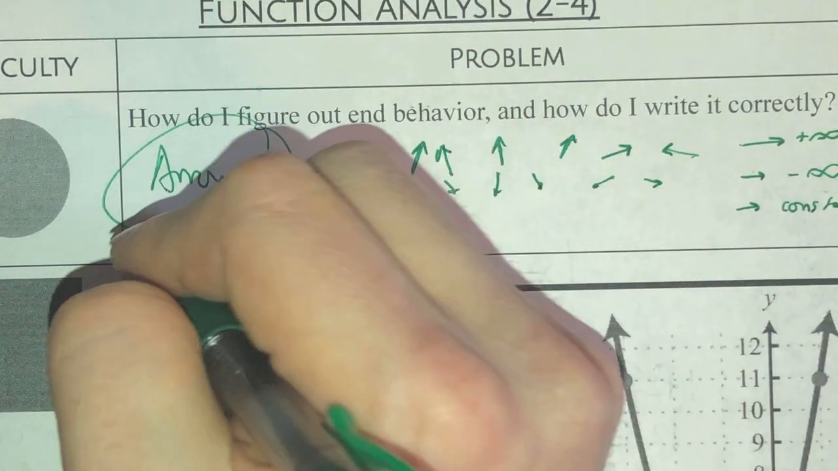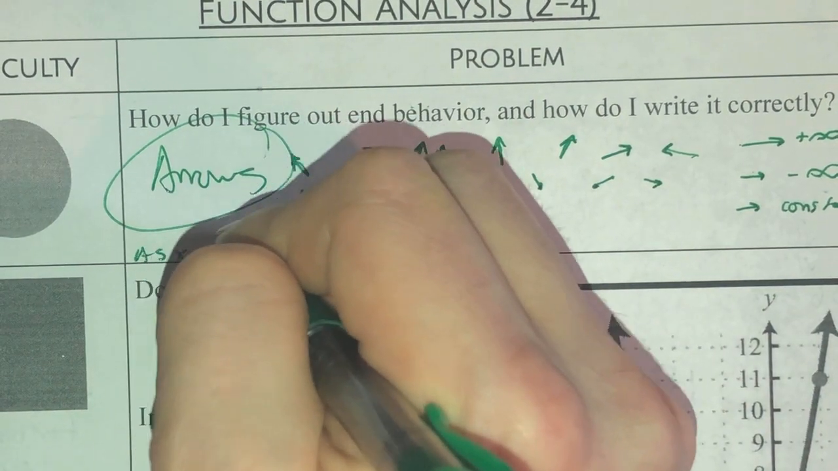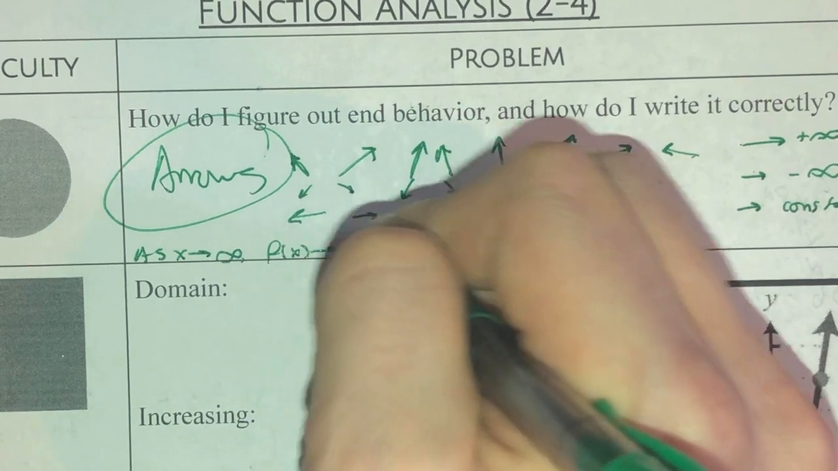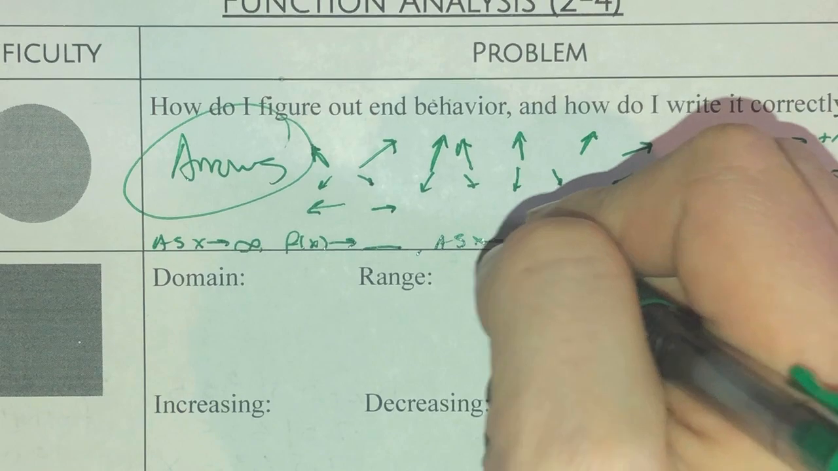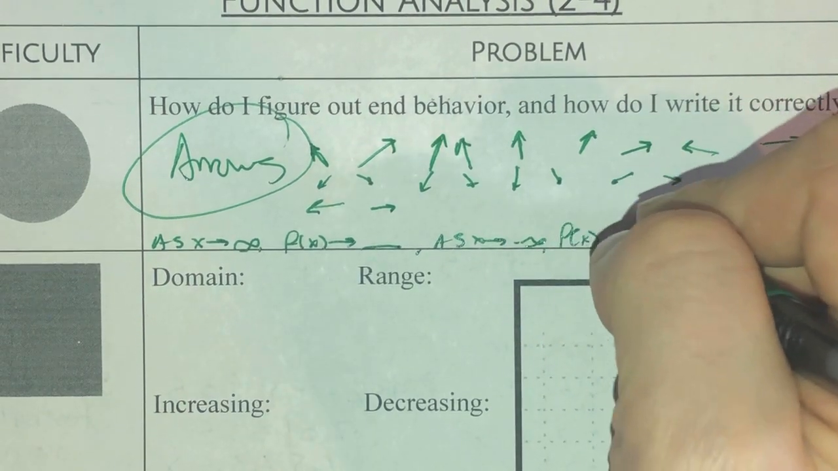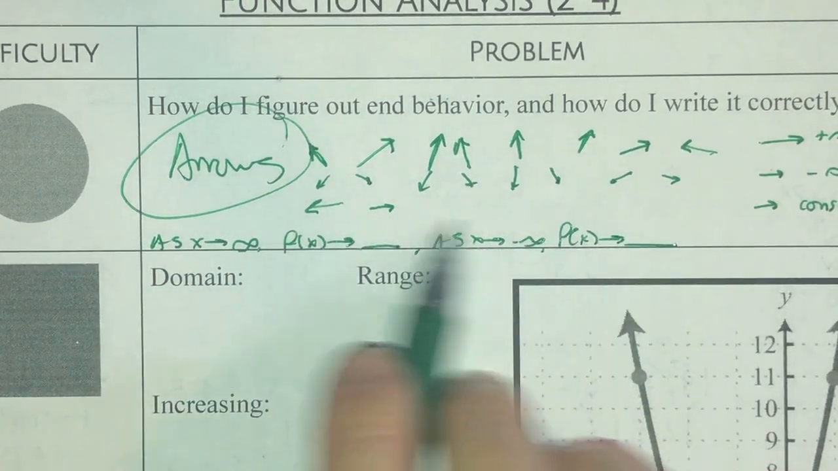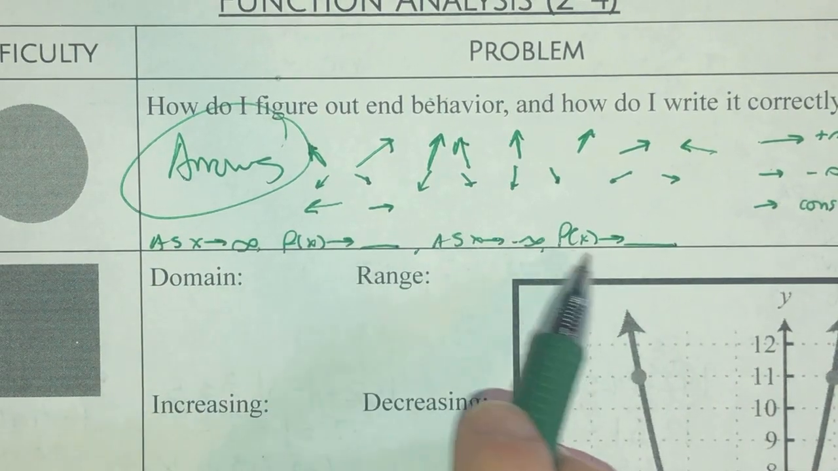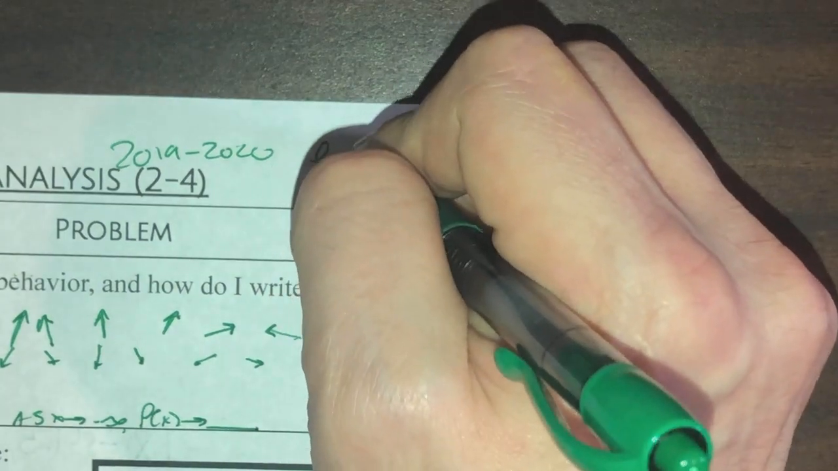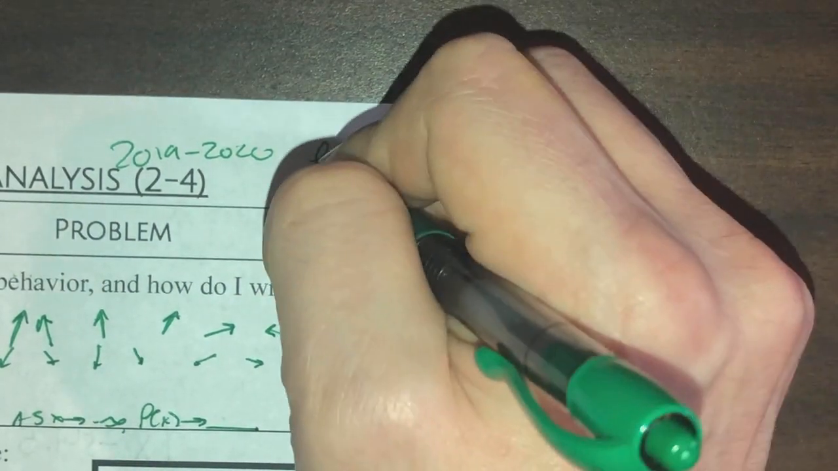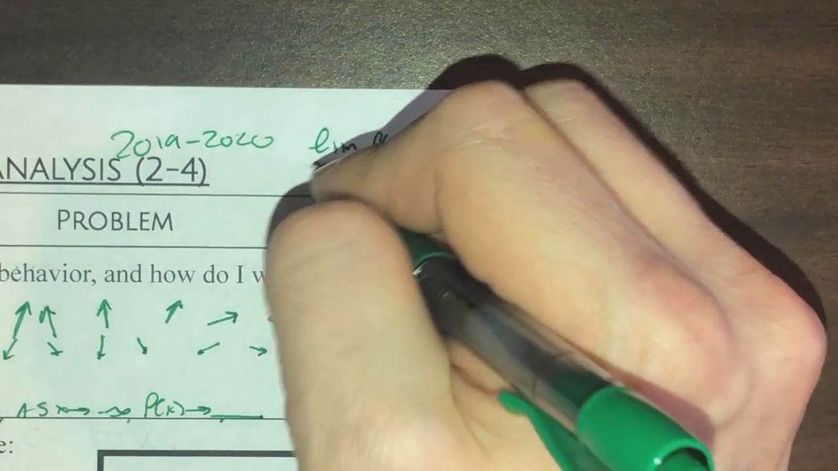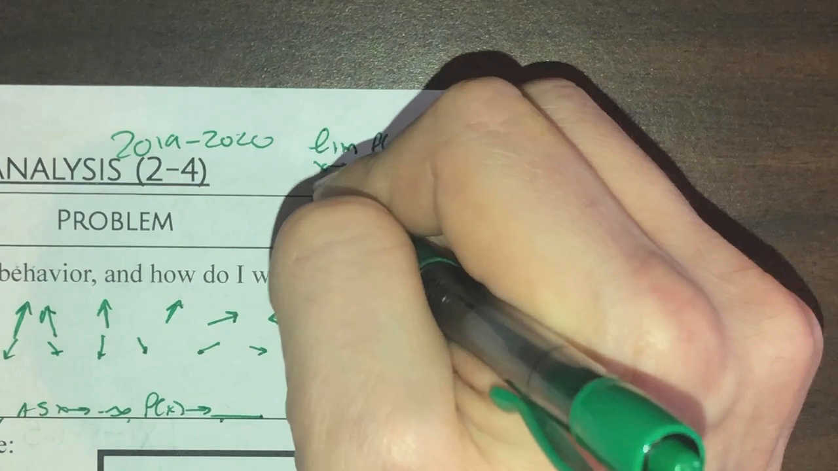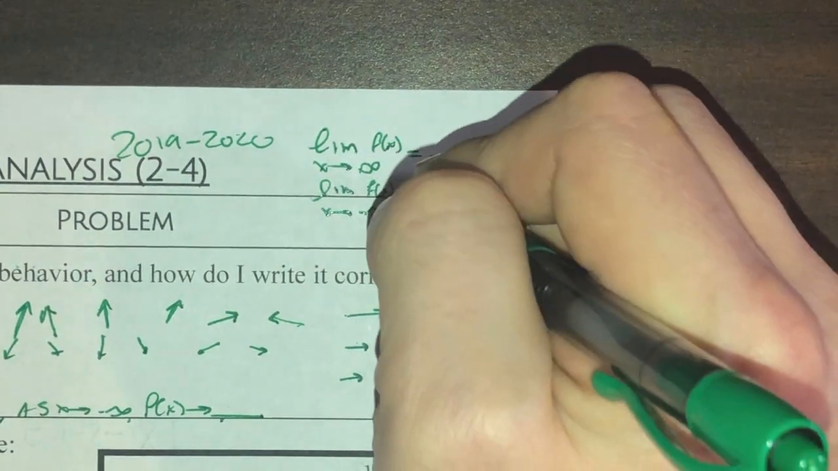Two ways to write it. As x goes to infinity, f of x goes to blank. As x goes to negative infinity, f of x goes to blank. It always looks like this every single time. The only thing that changes are the blanks. Remember, the other way you can do it is the limit of f of x as x goes to infinity equals whatever the blank is. The limit of f of x as x goes to negative infinity is blank.